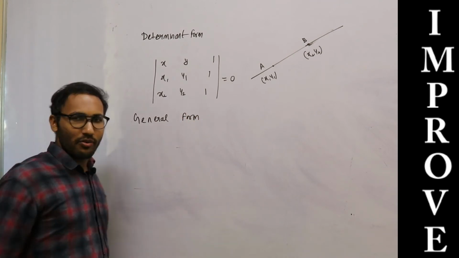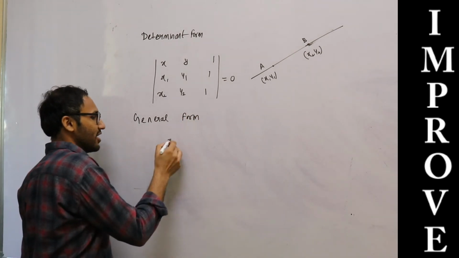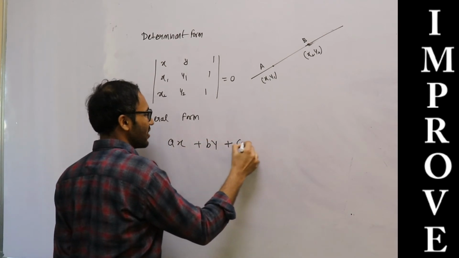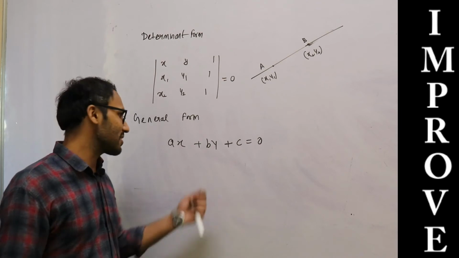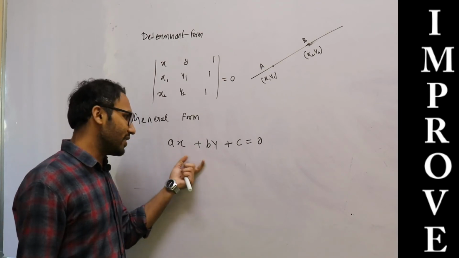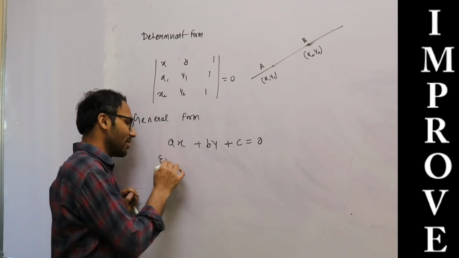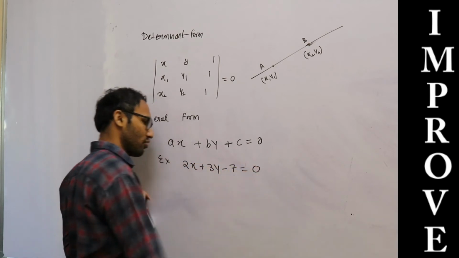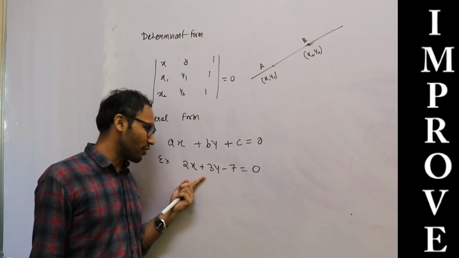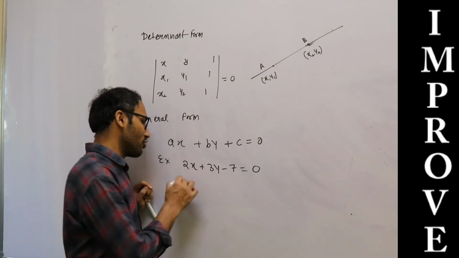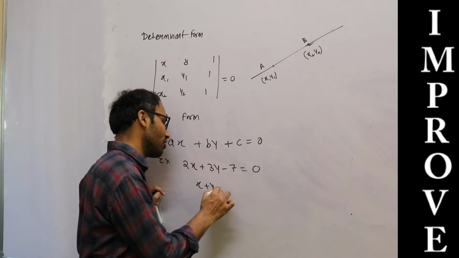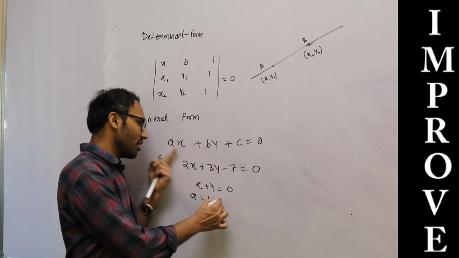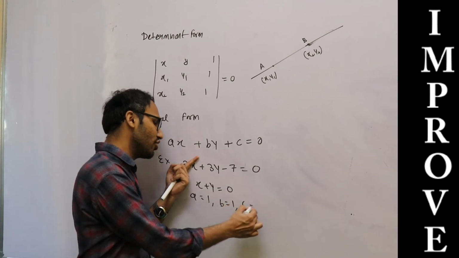So the general form of the equation of a straight line is ax plus by plus c is equal to 0. For example, 2x plus 3y minus 7 equal to 0 is the general form equation of a straight line. Suppose x plus y is equal to 0. This is also a straight line. Here a is equal to 1, b is equal to 1 and c is 0.